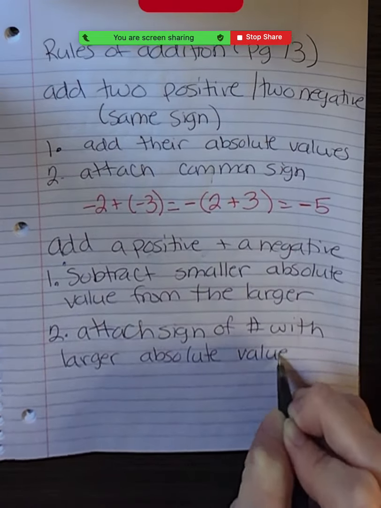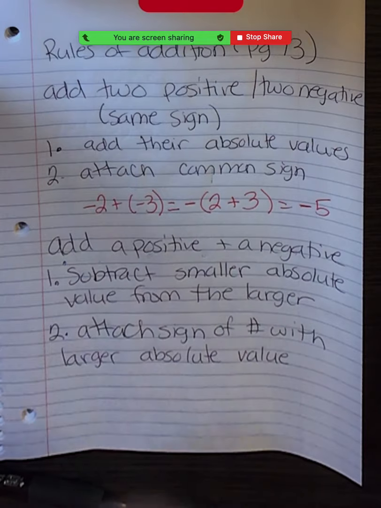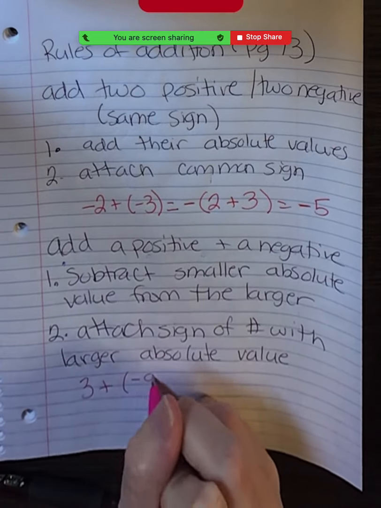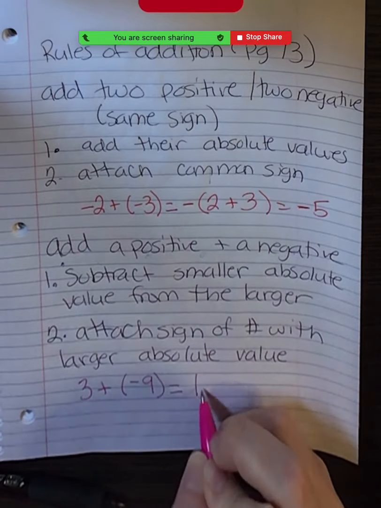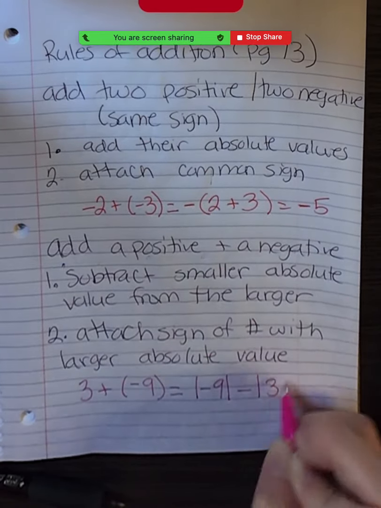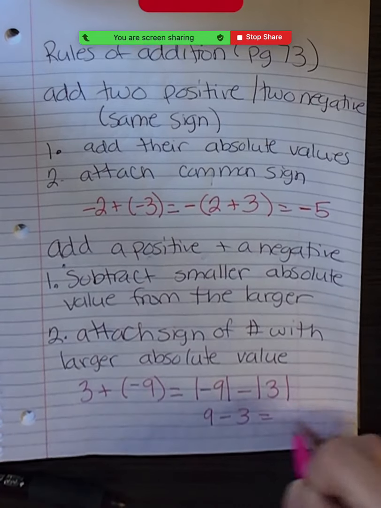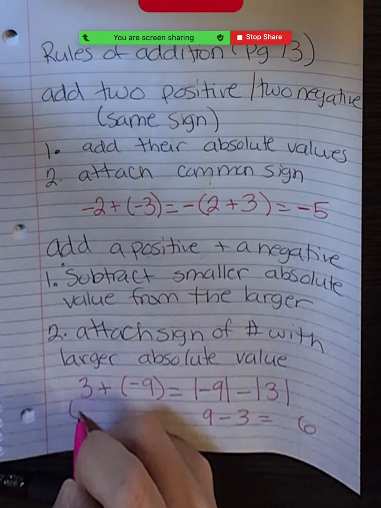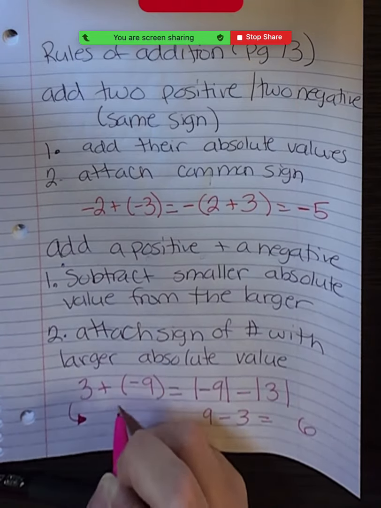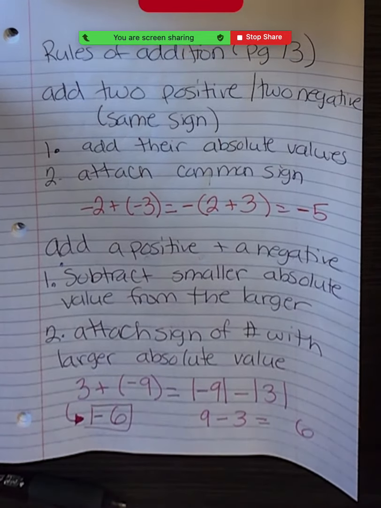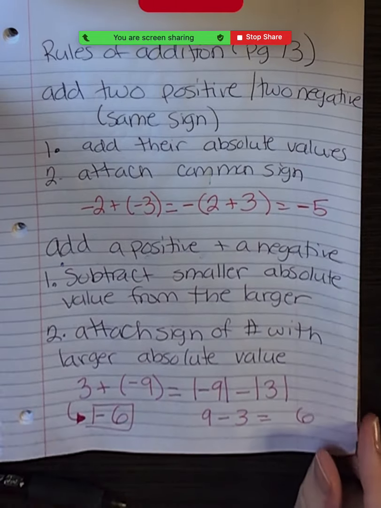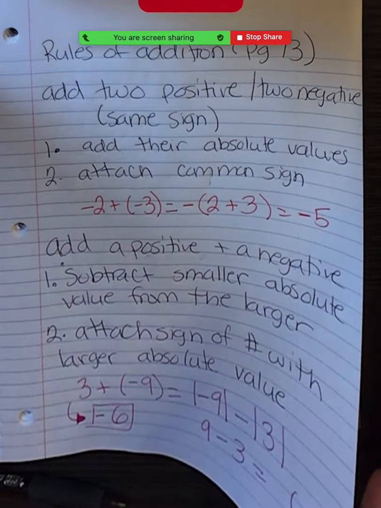Okay, so 3 plus -9. What we're going to do is take the bigger absolute value, which is 9, so the absolute value of -9, subtract the absolute value of 3. And then 9 minus 3 is 6. -9 has a bigger absolute value, so you attach the negative. So you would get 3 plus -9 is -6. So these are our rules of addition and our properties of addition.